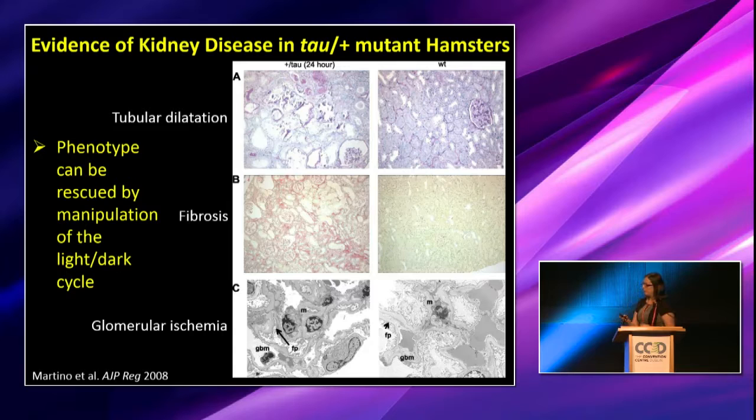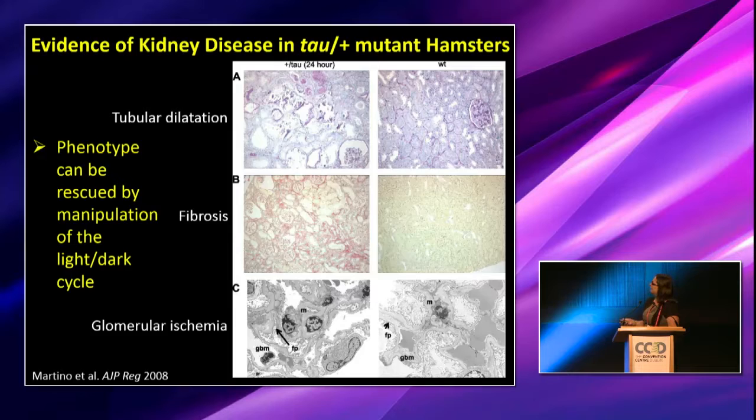And one of the really fascinating things about this study is that they could rescue this phenotype simply by manipulating the light-dark cycle. So they moved those animals onto a 22-hour cycle, which is what their inherent rhythm was. They restored the longevity of those animals, and they reverted this cardiorenal phenotype. So very interesting illustration here of how a broken clock can cause pathophysiology in the kidney.